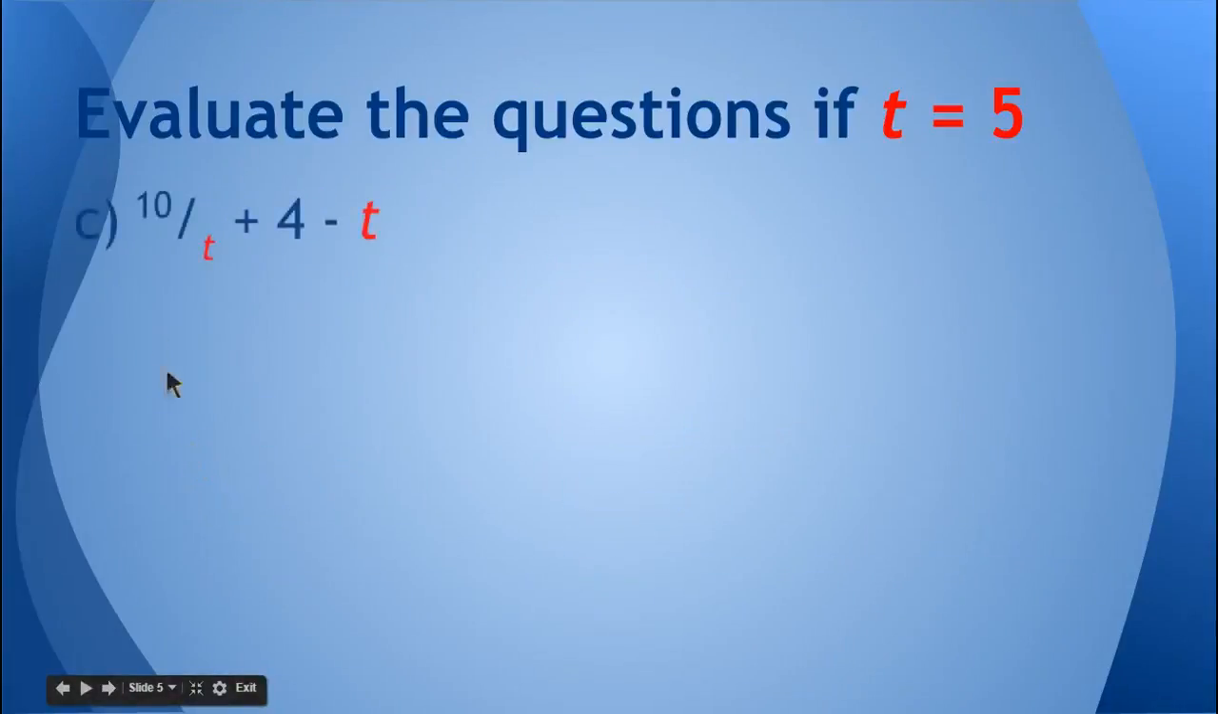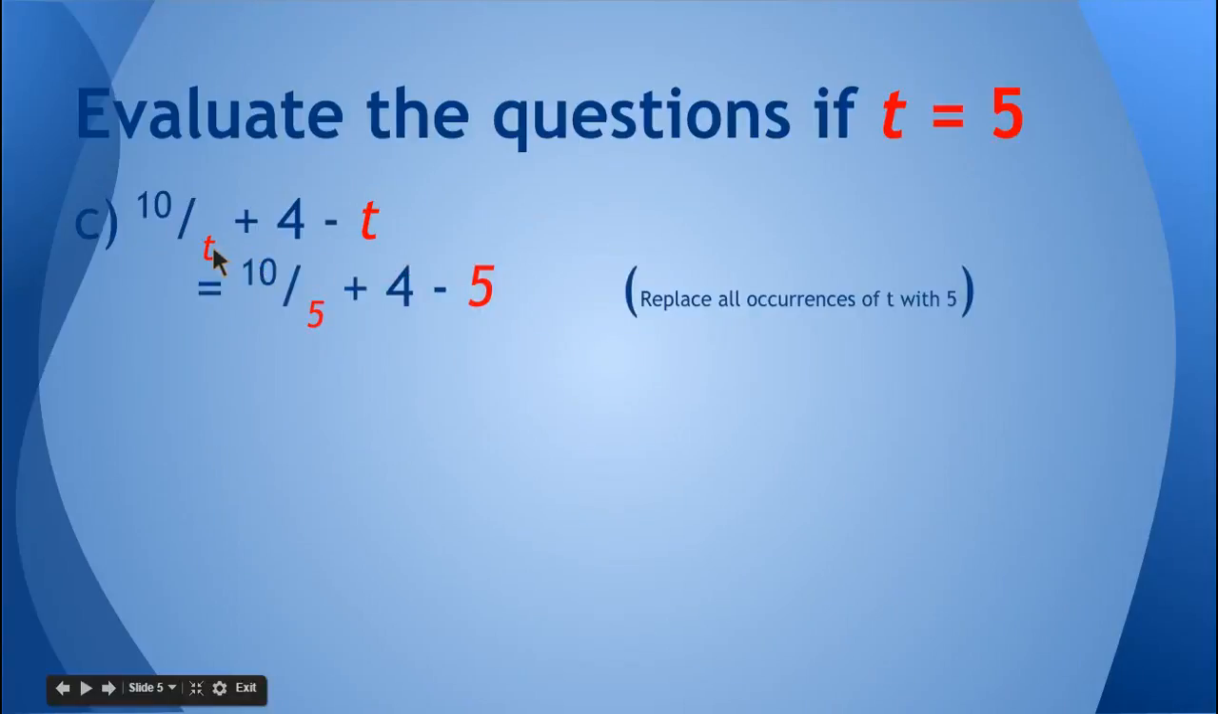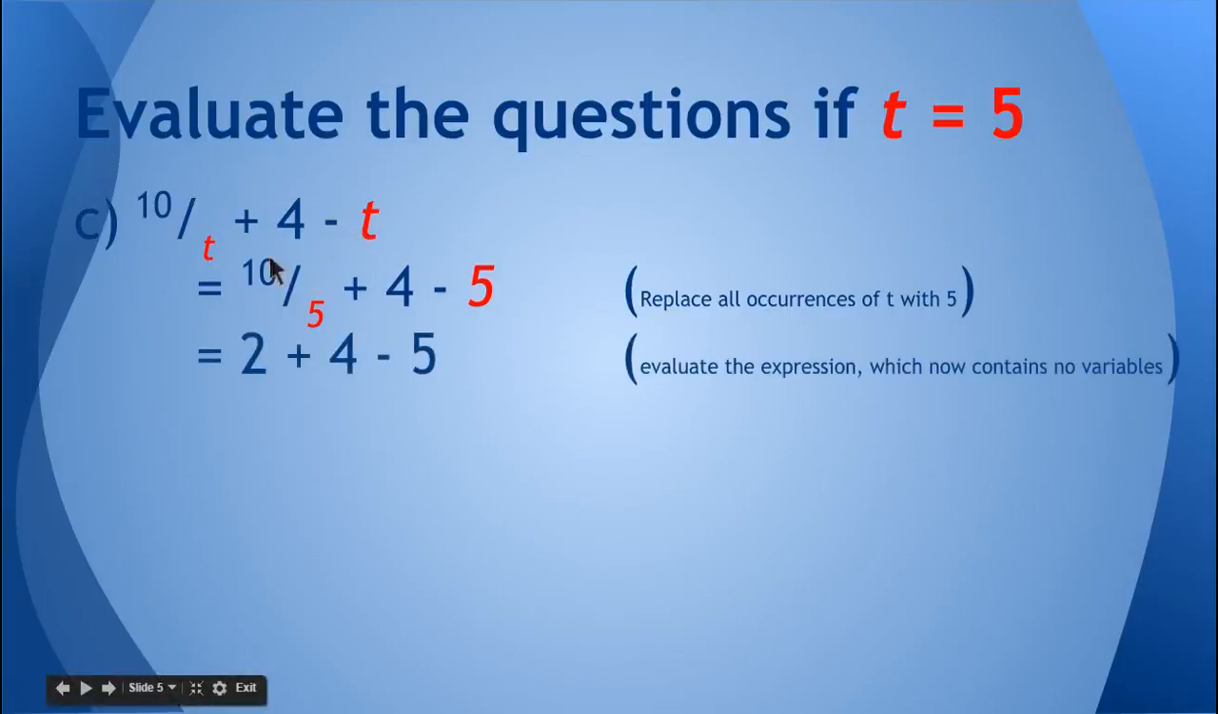Another example would be 10 over t, or 10 divided by t, plus 4 minus t. So this is a bit more complicated. Firstly, we substitute t is equal to 5 into all places where there is a t in the expression. 10 divided by 5 is 2, plus 4 minus 5. So we're now evaluating the expression, which equals 1.